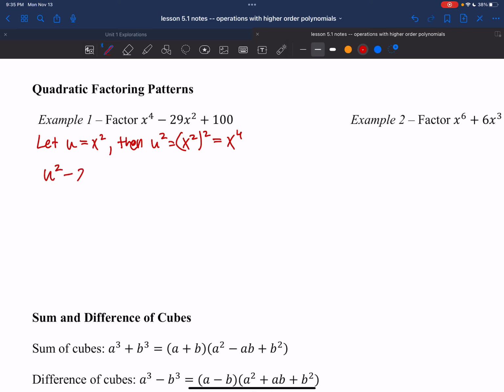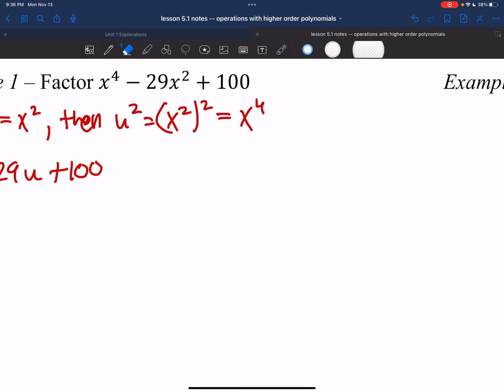And minus 29, what did we say x squared was? X squared is u. And then what is 100? Oh, there it is. Now, that looks like a quadratic, right? So the polynomial itself, that's a power of 4. That's degree 4. It's not a quadratic, but it kind of looks like one if you use this sort of substitution, right? And so I say, well, okay, let's just do our little factoring puzzle real quick.